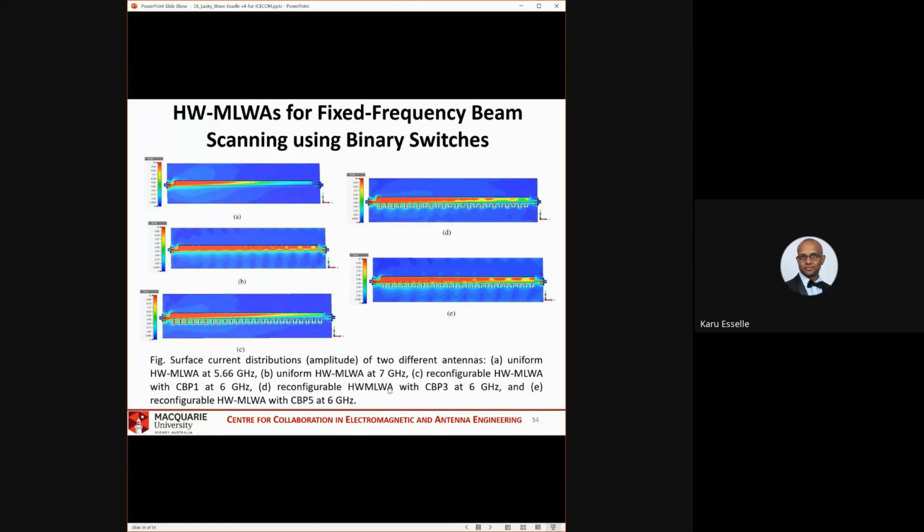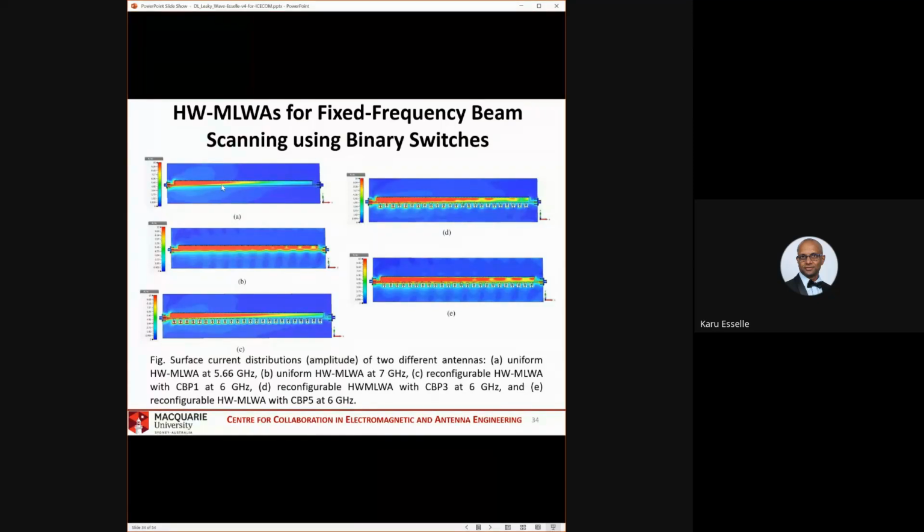So this is the current distribution of only 2 antennas. These first two are for one antenna, which is a standard leaky wave antenna, no switches. So we change the beam direction by changing frequency. The other 3 are again for one antenna with switches. We apply different binary combinations to get different beams.